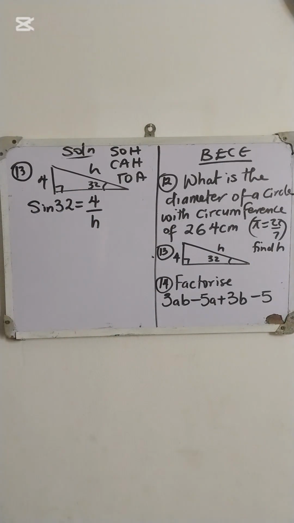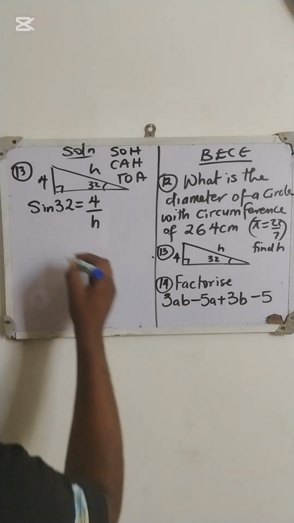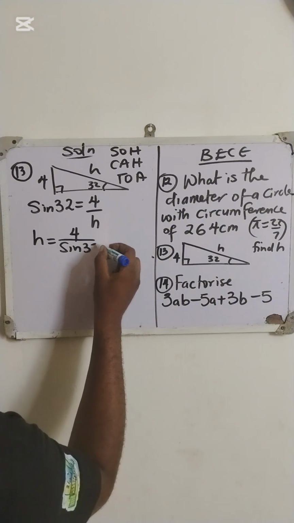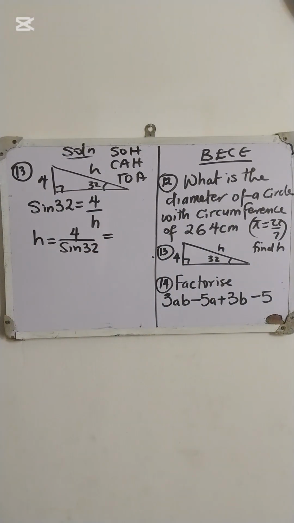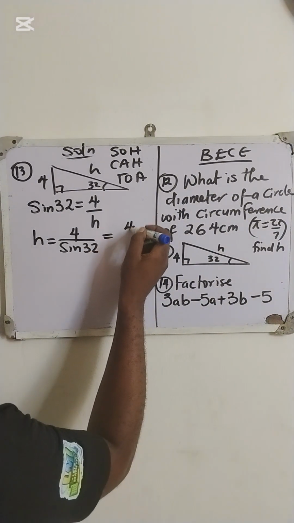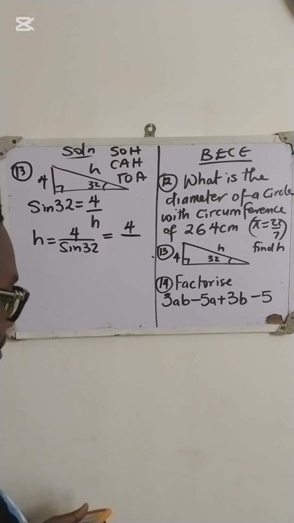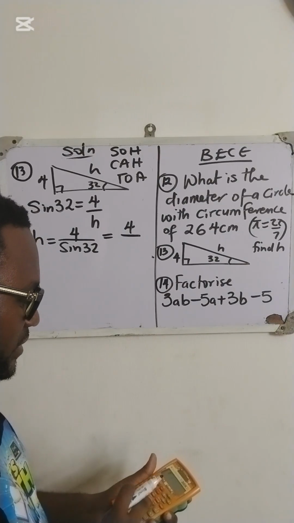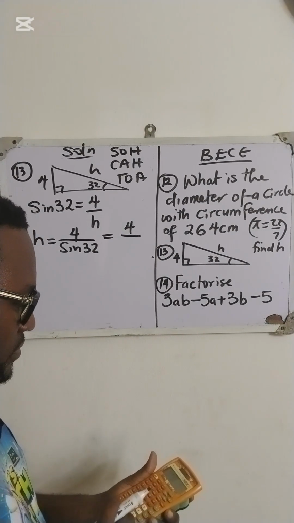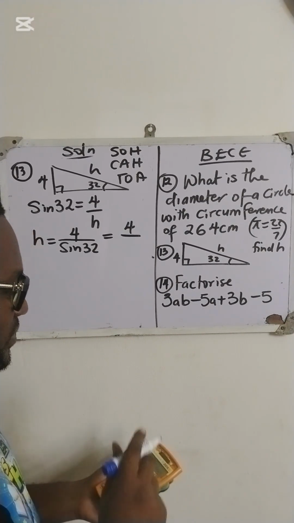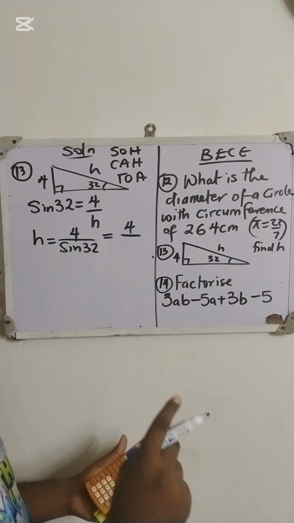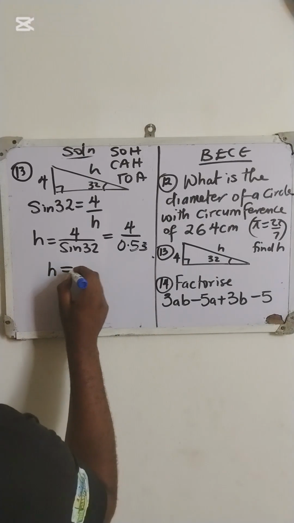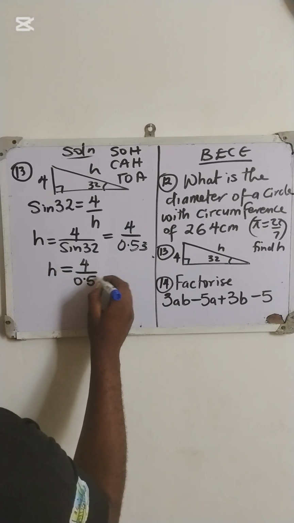Now, we can swap this to make H the subject of the formula. So we have H equals 4 over sine 32. So what's sine 32? Since a calculator is allowed, we just go sine 32, which is 0.5. Let's keep it simple, 0.53. Okay, 0.53. So our H will be 4 over 0.53.